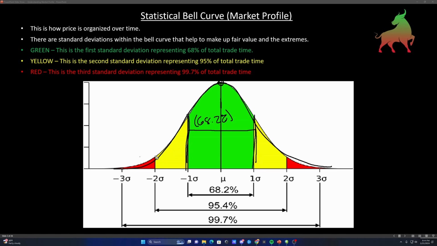If we look at the yellow area, which is the second standard deviation, 95% of total time on a given day or a market profile would have been spent within this yellow area, and that is the yellow area combined with the green area. So this whole area right here would be 95% of total traded time. We go to the third standard deviation and we have 99.7% of total traded time within the third standard deviation.